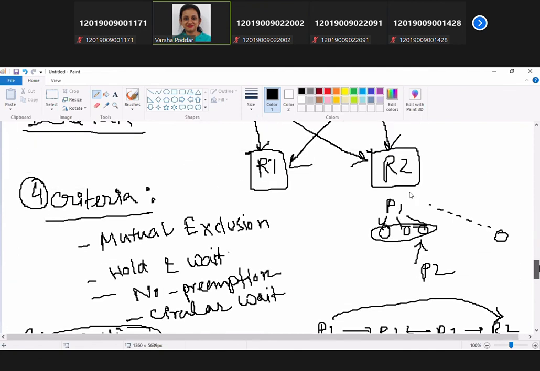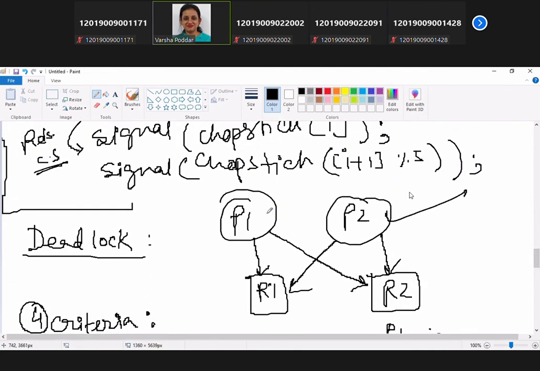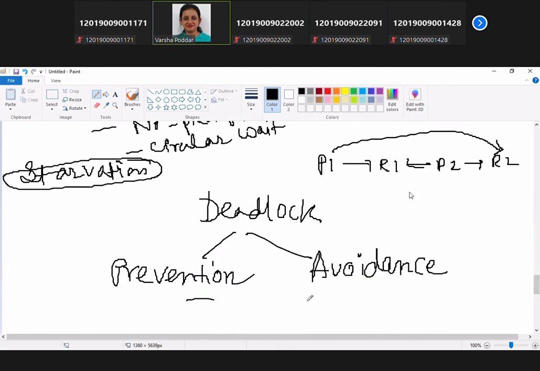Starvation means, suppose P1 is working on R1 and P2 is requesting R1. Now, if P2 has to wait for infinite time, then it goes into starvation. Suppose before P2 acquires R1, P3, another process, comes and acquires R1. Then P2 has to wait until P3 also completes, right? So starvation can occur. So deadlock prevention and deadlock avoidance.